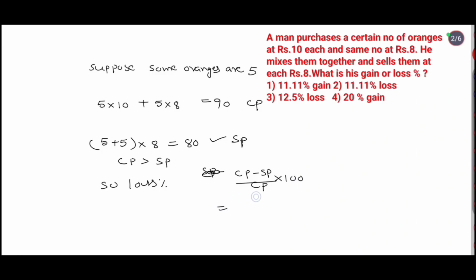Cost price is 90, so cost price is greater than selling price. So 90 minus 80 by 90, that is 10 by 90, multiplied by 100. 10 1s are 10, 10 9s are 90. So 100 by 9, that is 11.11% loss. Clearly calculated.